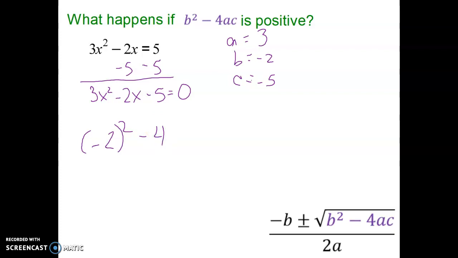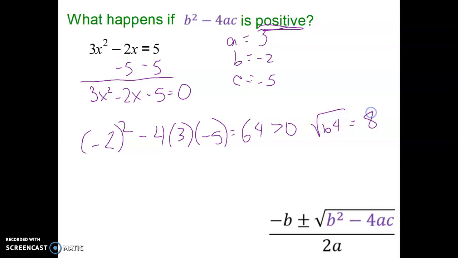All right, 4 is part of this formula. A is 3 and C is -5. Okay, so if I type that into my calculator, I end up with 64. 64 is greater than 0, so my number is positive. And you guys probably remember the square root of 64 is 8. That's a perfect square number.